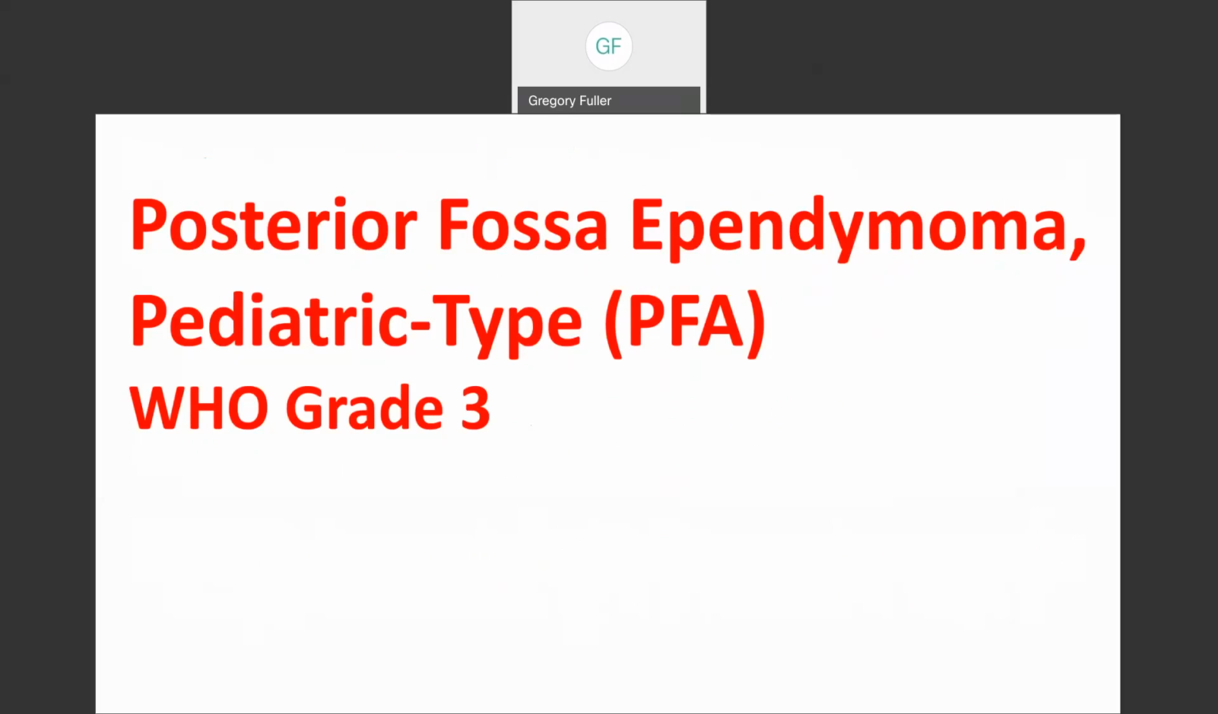Some of the things that we present in the conference and present here will end up in modified form, but it's a great heads up as to what's coming. WHO grade 3, and again, you can see that's an Arabic numeral 3, not a Roman numeral. That's certainly going to change.